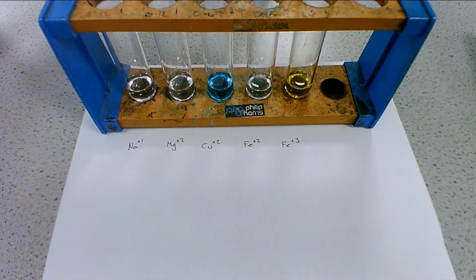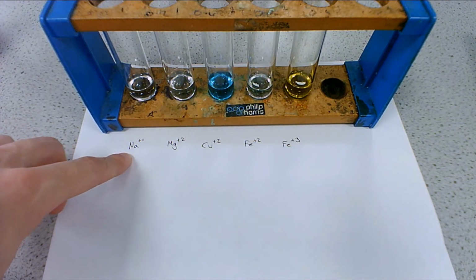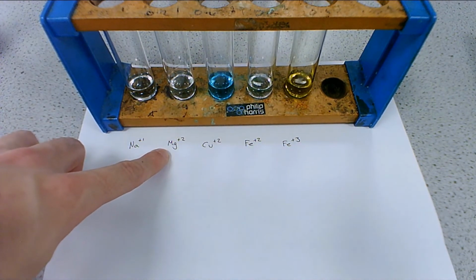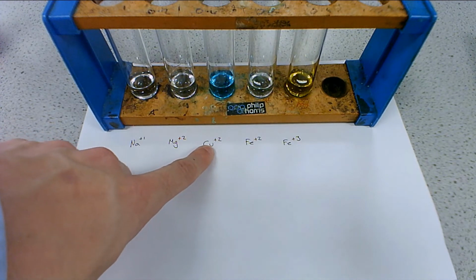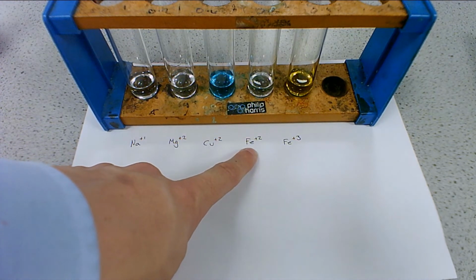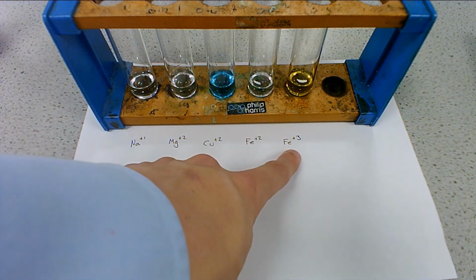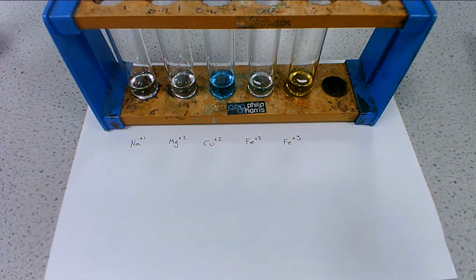So if we look at their appearance first, we've got the sodium sulfate, which is a colorless solution, the magnesium sulfate, which is a colorless solution, the copper sulfate, which is a blue solution, the iron 2+, which is very faint, but it's a very pale green solution, and the iron 3+, which is sort of this greeny yellow solution. So just by looking at them, we can see the sodium and the magnesium are colorless, and the other three are colored. Even though the iron 2+ is very pale, it does have a very pale green color.